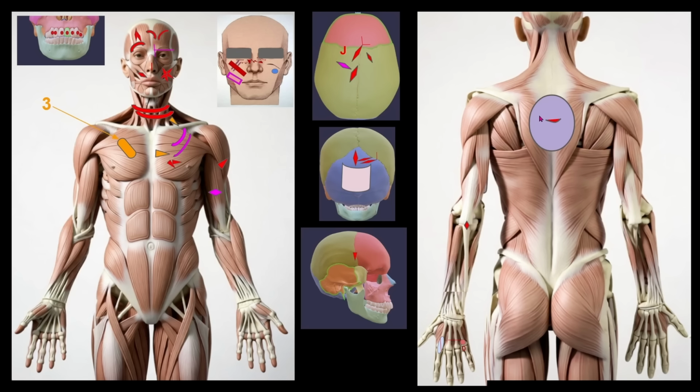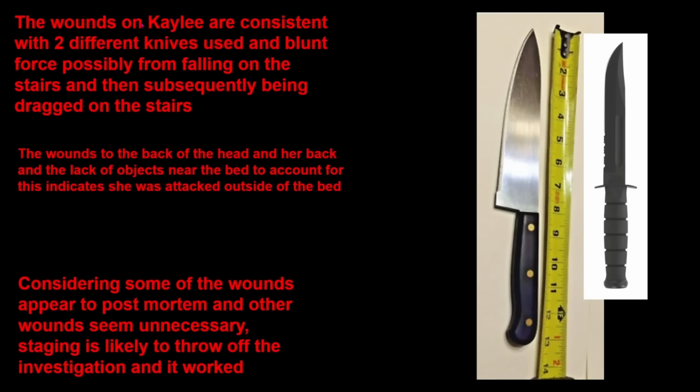But you do have a big bruise here, a contusion, it said, with a curvilinear red abrasion in the middle of the back that just does not make any sense. I think you would agree. But after going through and analyzing every single one of these wounds, I can tell you that the wounds on Kaylee are consistent with 2 different knives used and blunt force, possibly from falling on the stairs and then subsequently being dragged on the stairs.